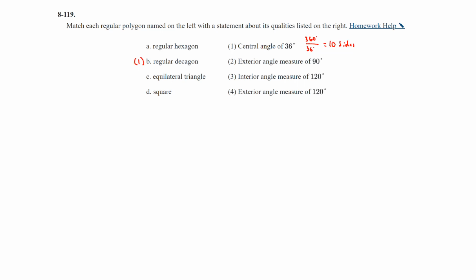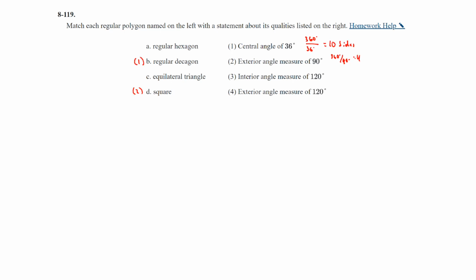Number 2, the exterior angle measure of 90 degrees. So the exterior measure is 90 degrees, which means that the interior would also be 90, or you could do the same thing that we did on the first statement, which is take 360 divided by 90, which would be 4 sides, so that's a square, so D.